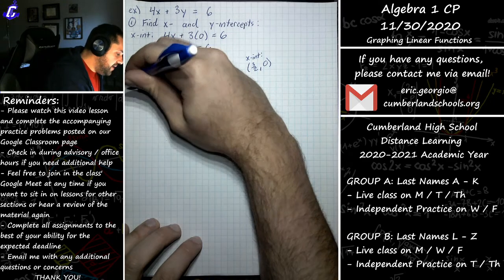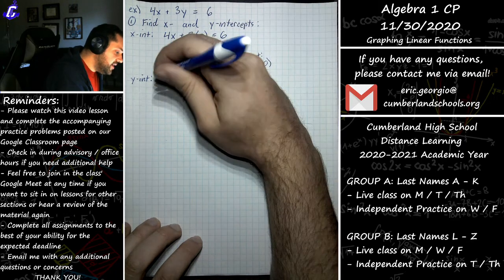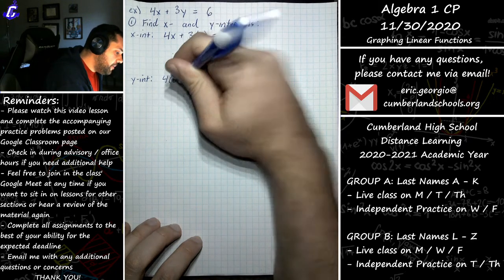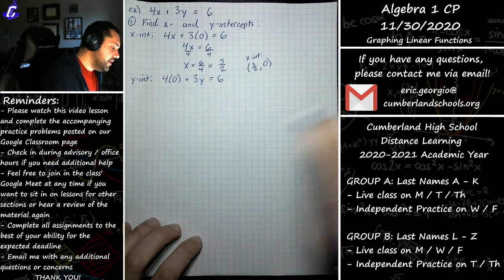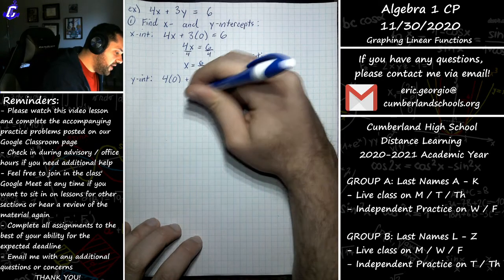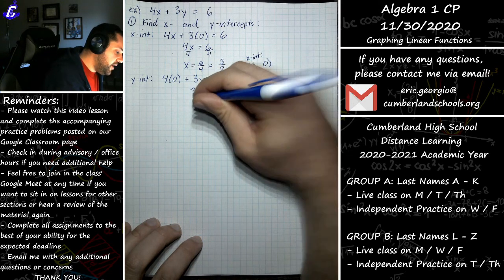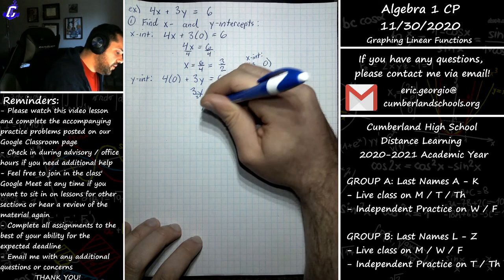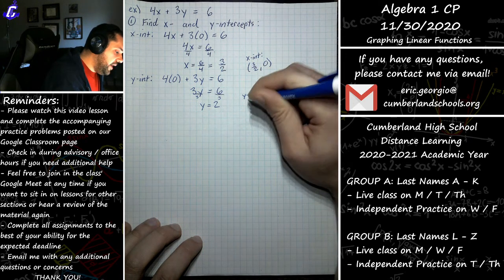Your y-intercept, in order to do that, plug in 0 for x. I would say 4 times 0 plus 3y is equal to 6. 4 times 0 is just 0, so we get 3y is equal to 6. Dividing both sides by 3, I would get y is equal to 2, which means that our y-intercept is at the point 0, 2.